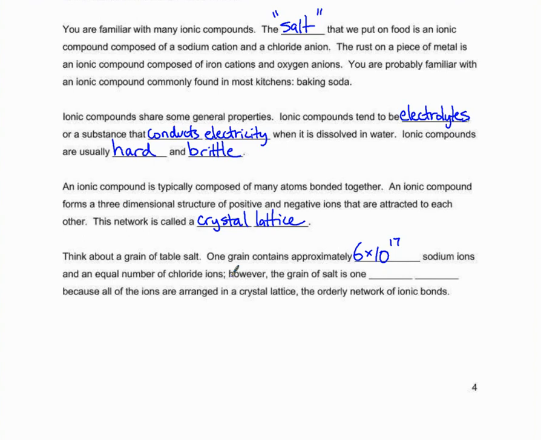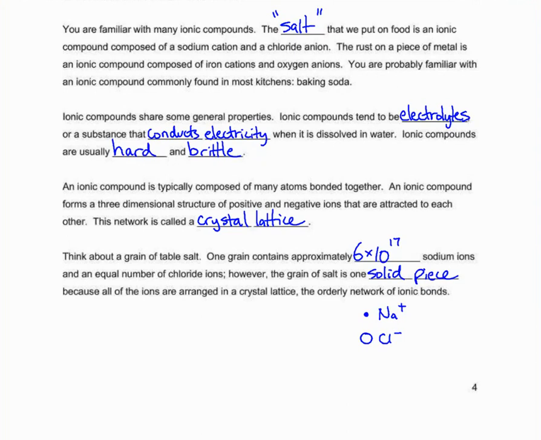But when you look at it, a grain of salt is one solid piece. And this is because all of the ions are arranged in this crystal lattice. That three-dimensional structure, it's an orderly network of ionic bonds. And so I'll draw a small picture here. And I'm going to say that this is going to represent a positively charged sodium ion, and this is going to represent a negatively charged chloride ion.